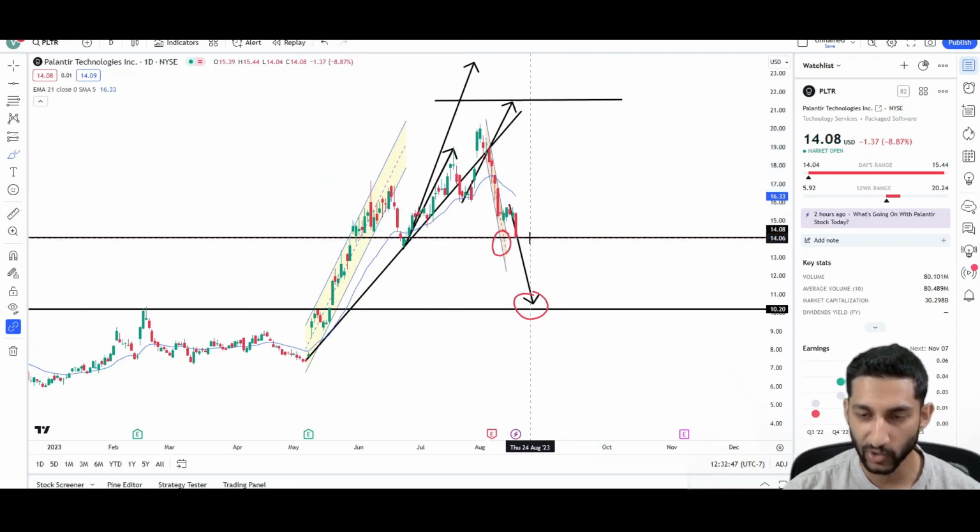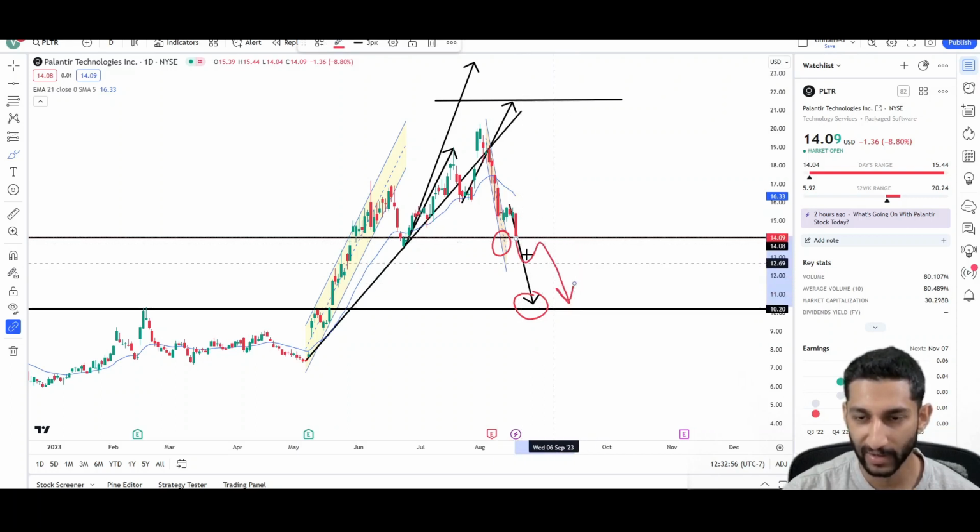Basically, I'm kind of neutral right now. Depending on if we break this level or hold it will tell me where it's most likely headed next. If we break it and we pull back and hold it, that would be a signal for the mid $10 level.